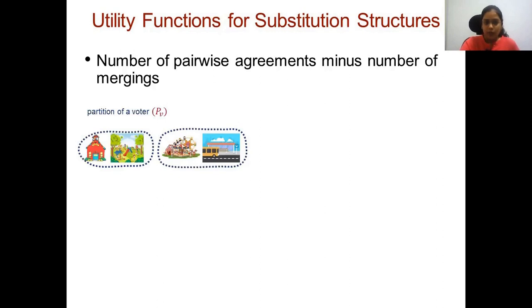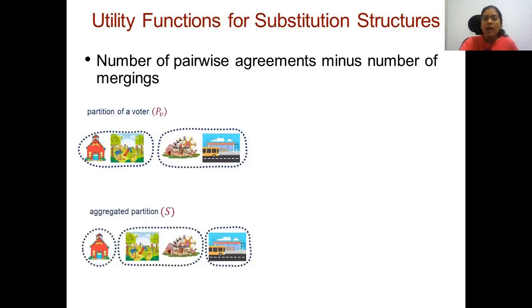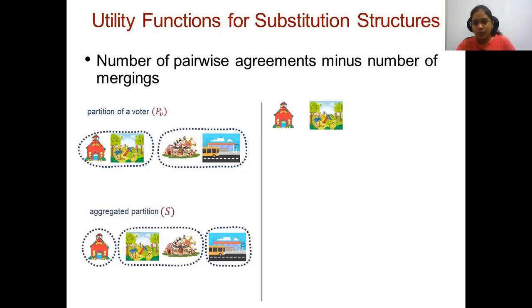Suppose again this is a partition of a voter and this is an aggregated partition. Again we compare every pair of projects. If we look at these two projects, then these are in the same part in P_V, but in different parts in S.